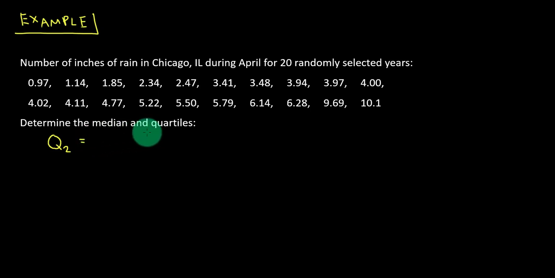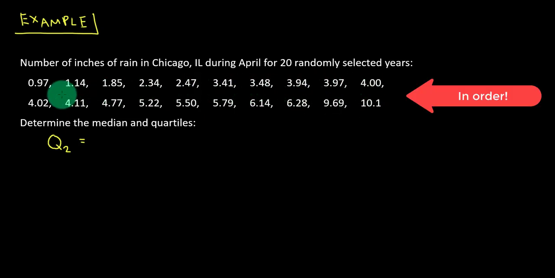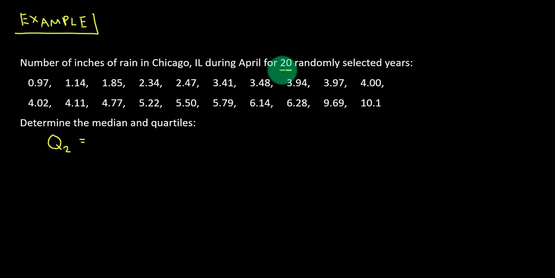So the second quartile. Now remember, we need these values to be arranged in ascending order first. Luckily, I've already done that for us, so we've saved ourselves a little bit of work there. But that's an important first step. Recall, with an even number in our data set, our sample size is 20, when we determine the median, it's not going to land on one value. It's going to be a tie between two values.